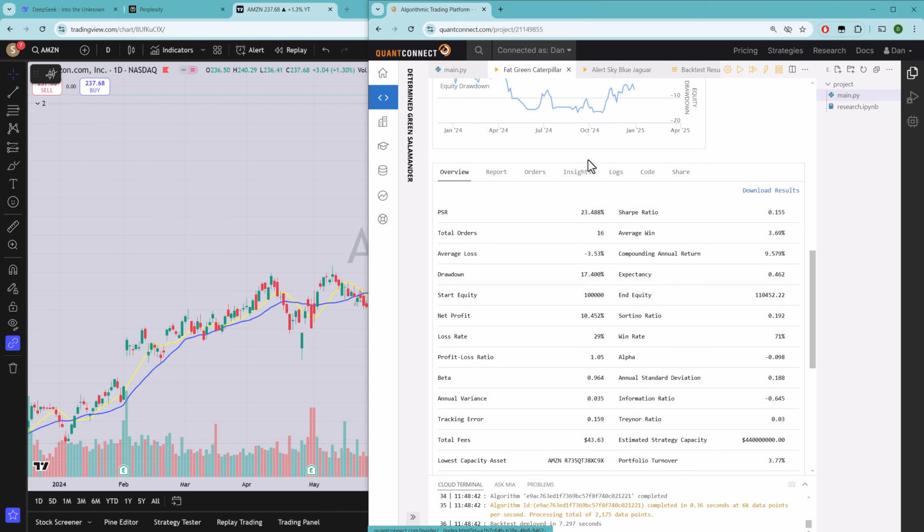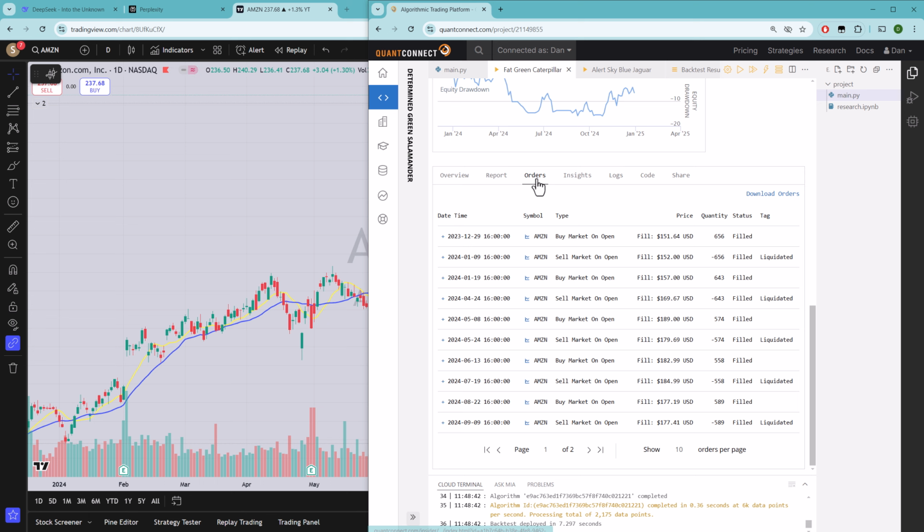Let's check here to see the orders. Notice that the first order was already placed at the end of 2023, but it also covered what we are expecting, the one on the 19th. For now, let's say it's good enough.